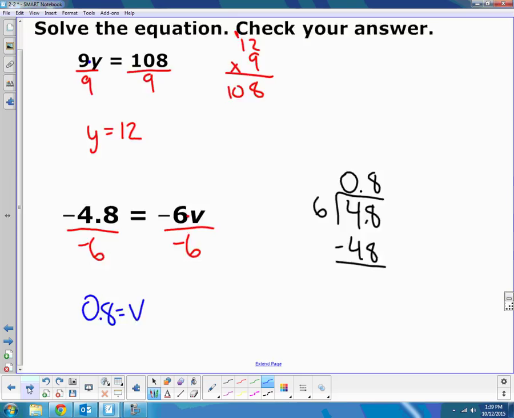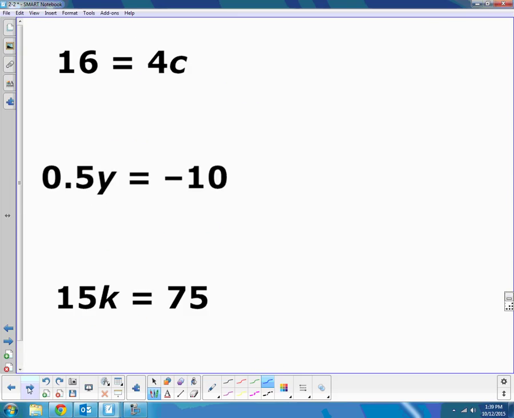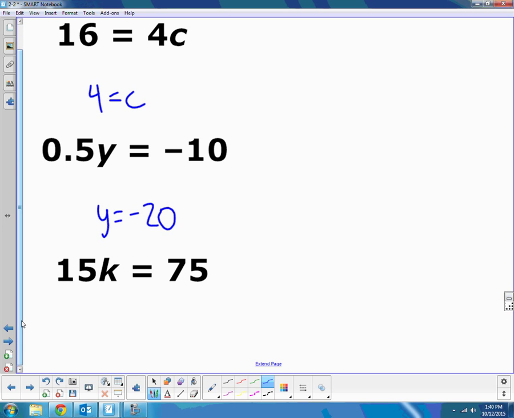All right. Try these next three on your own. Solve it, show the steps, and then I'll put the answers. Assuming you pause it, assuming you try it on your own, I'm going to write the answers. So the first one, 4 equals C. The next one, y should equal negative 20. And the last one, k should equal 5. If you didn't get one or more of those, make sure you watch the linked video and see how it's done.